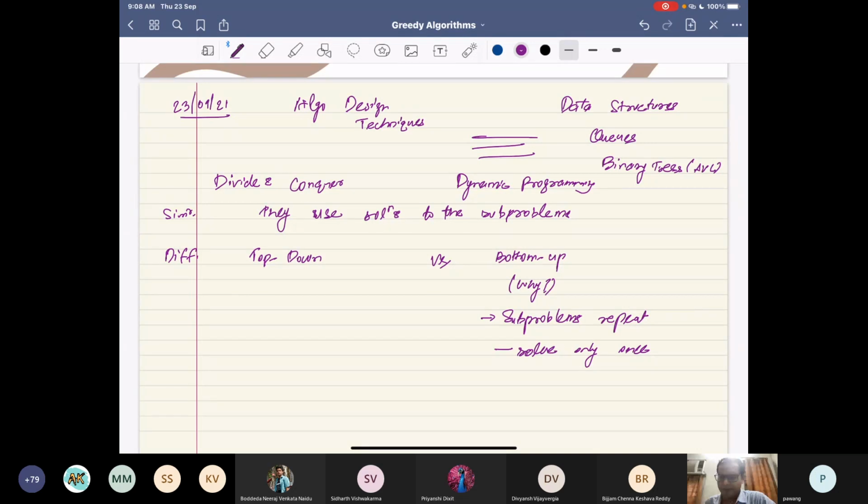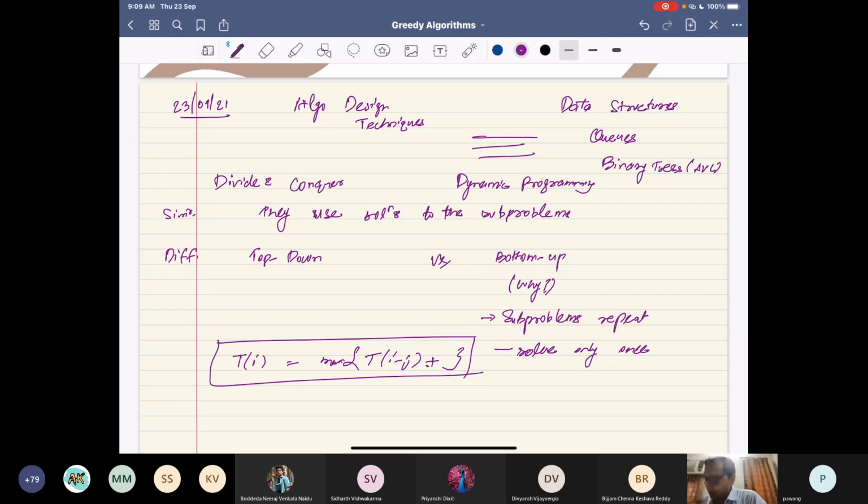But if you talk about, okay, Ti is the max of all Ti minus j and things like that plus something, you will find problems repeat, and a very simple example is the Fibonacci series, right? So okay, I guess you understand the difference between the two. The good thing is they are similar in the sense they want to solve a larger problem using smaller subproblems, and the difference is that in dynamic programming you can keep on storing your solutions.